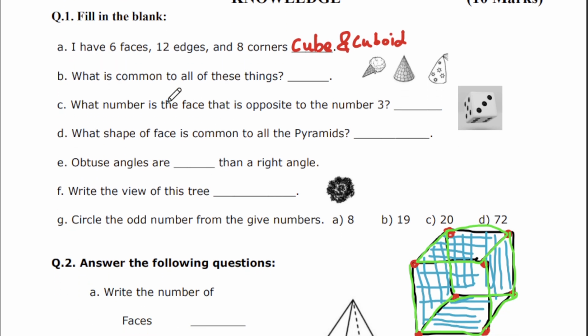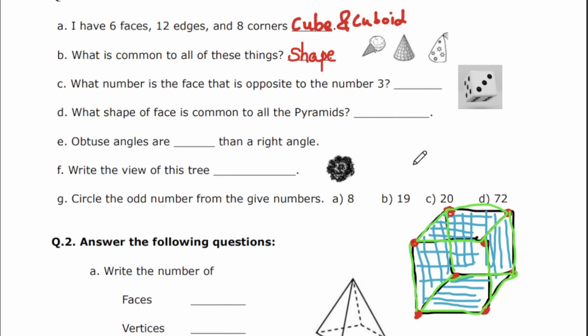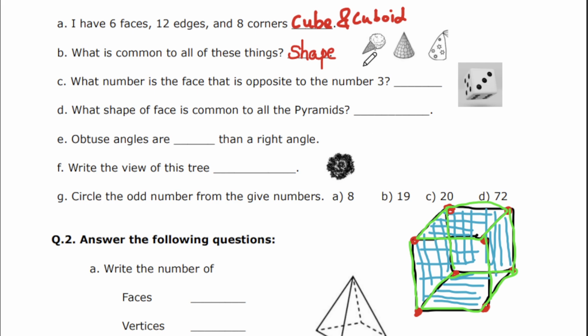Alright, next question, we'll go back to the color red. What is common to all these things? The shape is the common. Here you have ice cream, which is in cone shape. Again you have a birthday hat, again in cone shape. So the shape is the common one. So write the answer as shape, S-H-A-P-E.